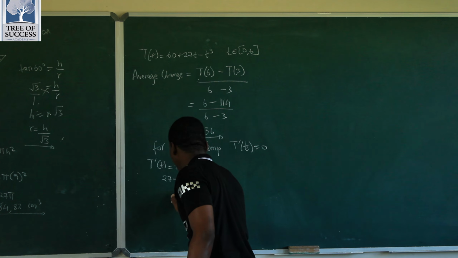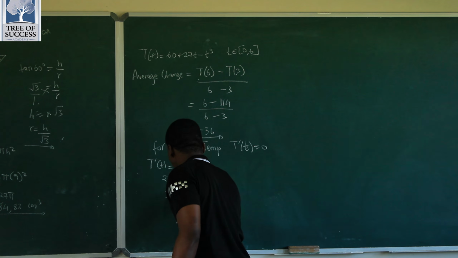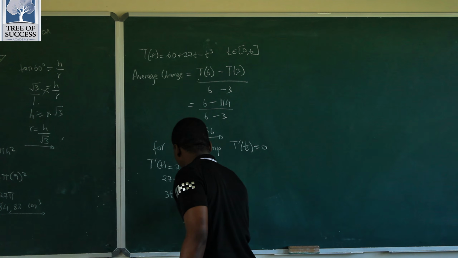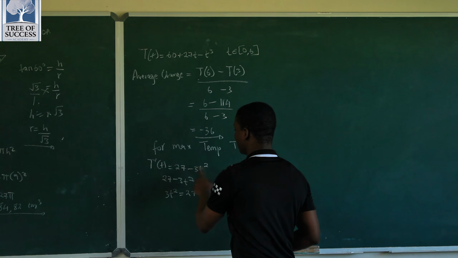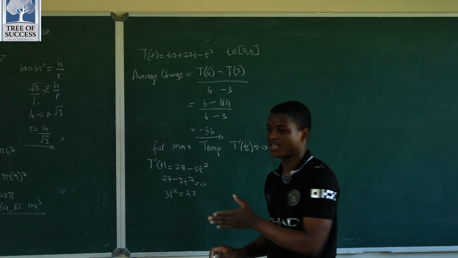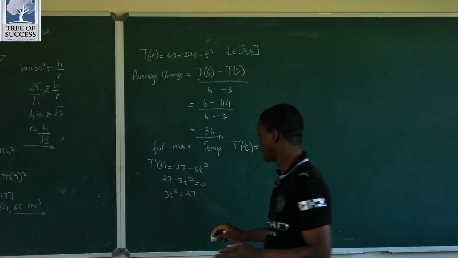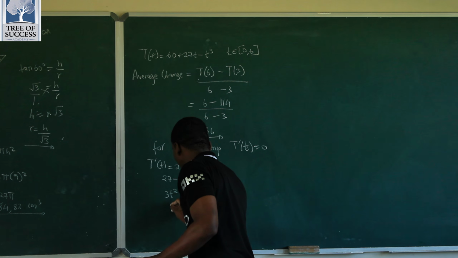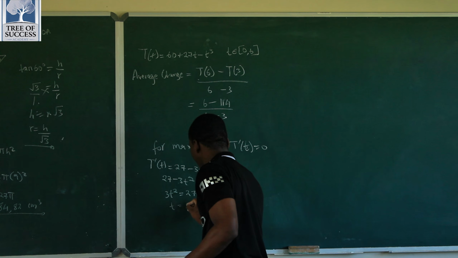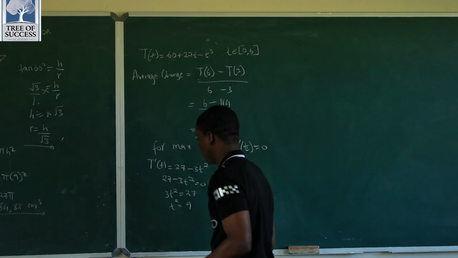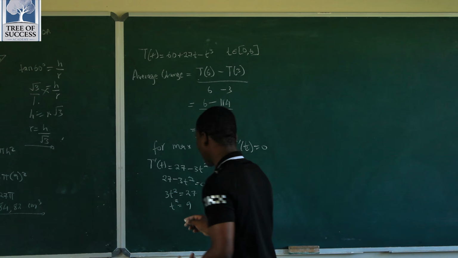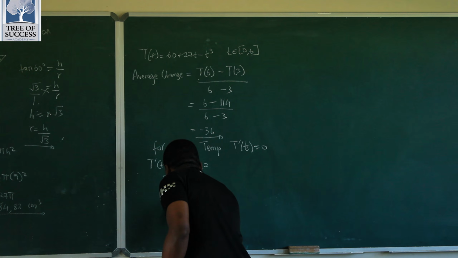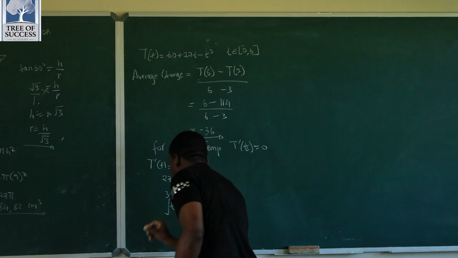So you can just say this is 3t squared equals 27, right? Because of the negative, divide both sides by negative, so everything is now positive. So now t squared equals what? 9, after dividing by 3 on both sides. Now this means that you take the square root on both sides.